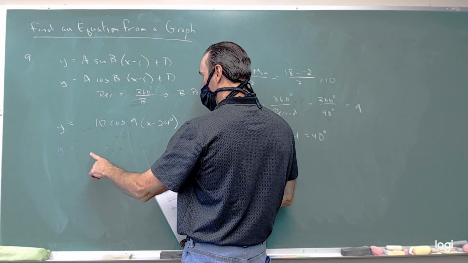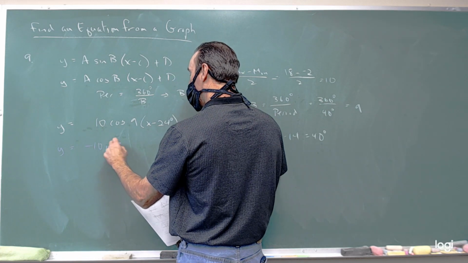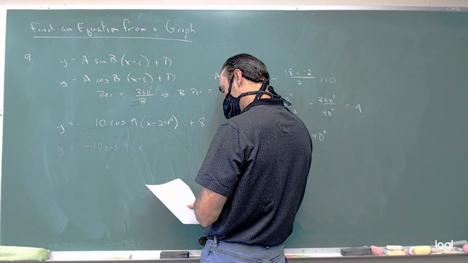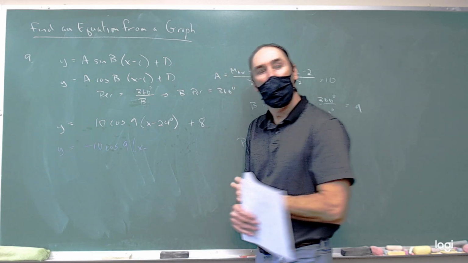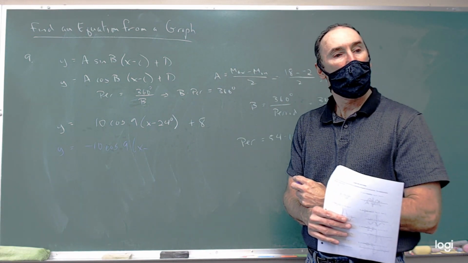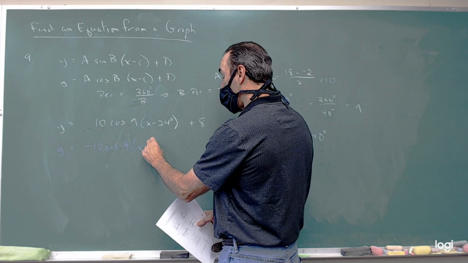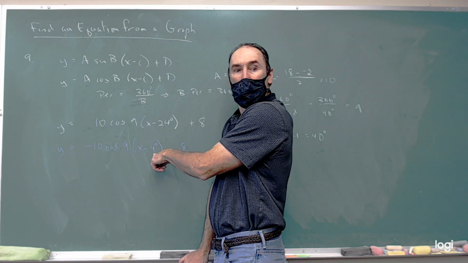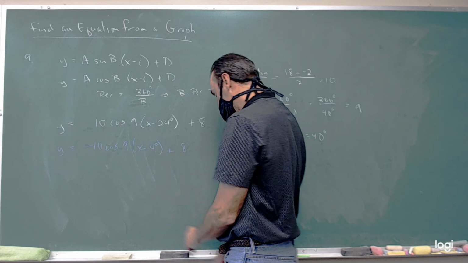Would it just be negative 10 cosine of 9 times x minus 4? Yeah, so you have a choice. You chose 4, which is correct, or you could also have chosen 44. So either of those would have been a negative cosine.